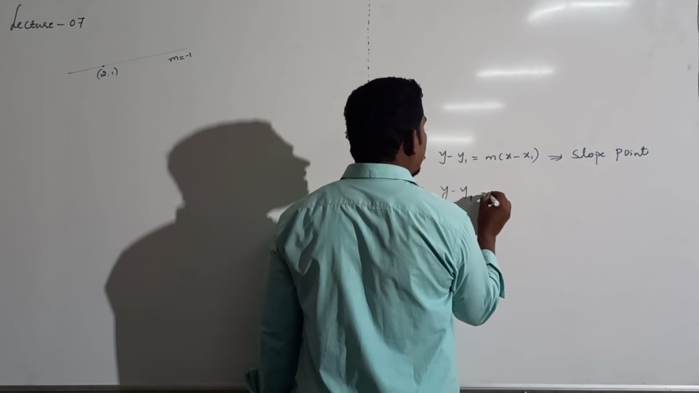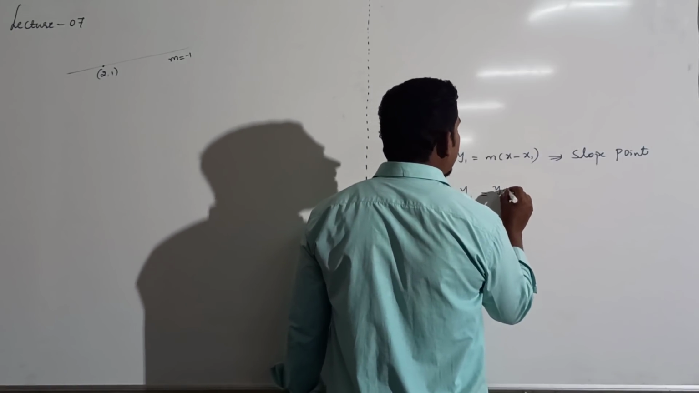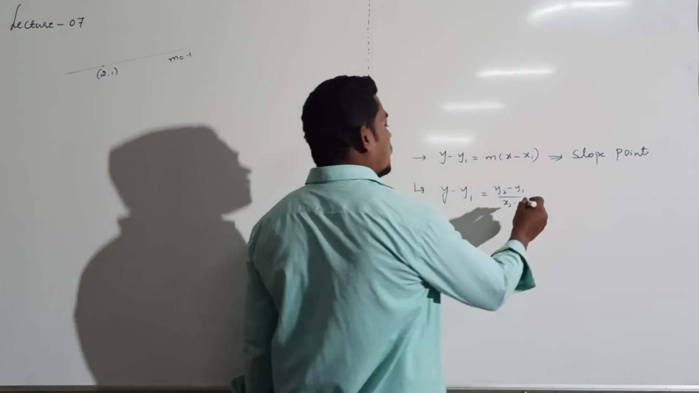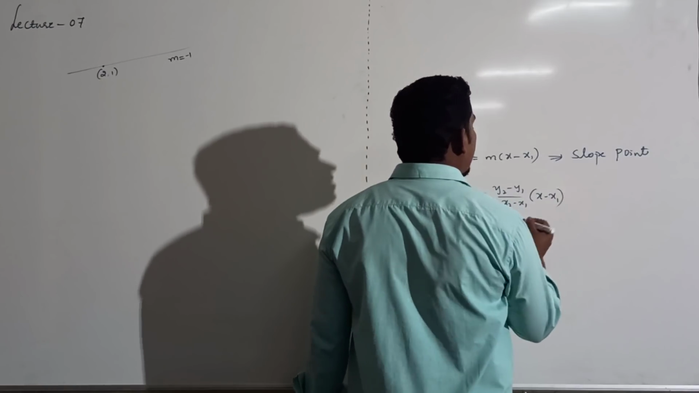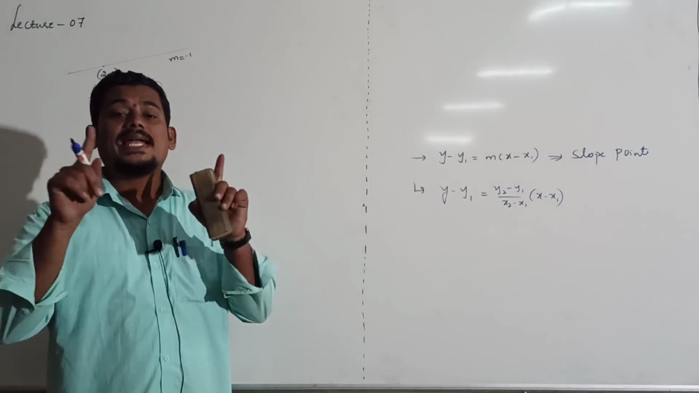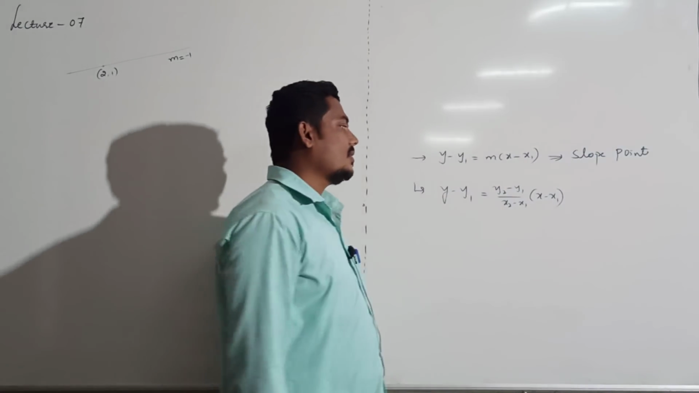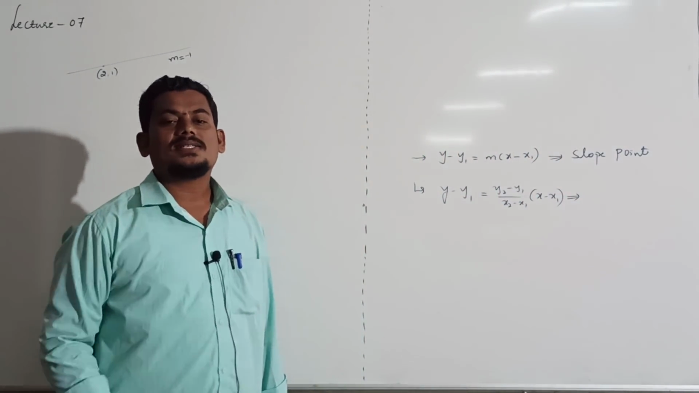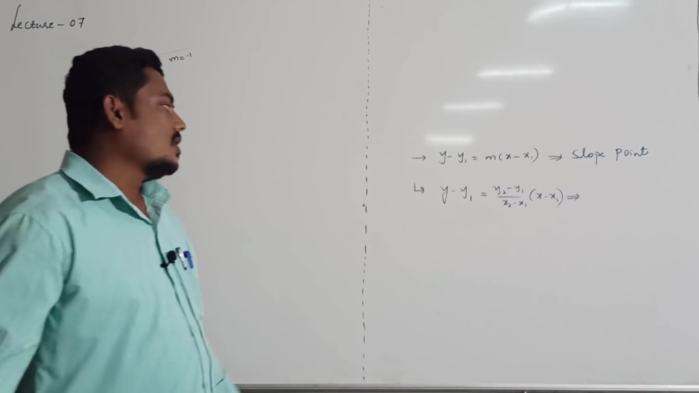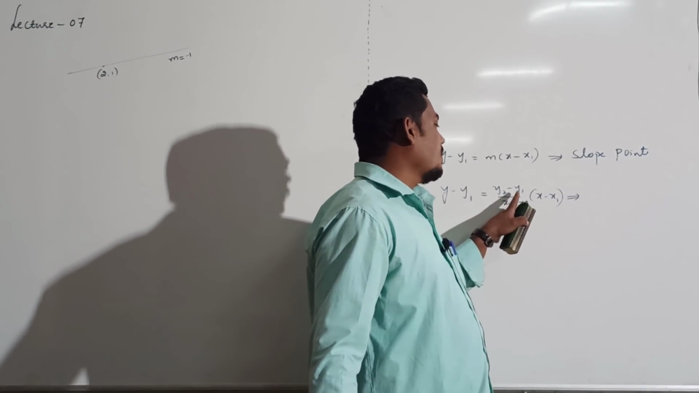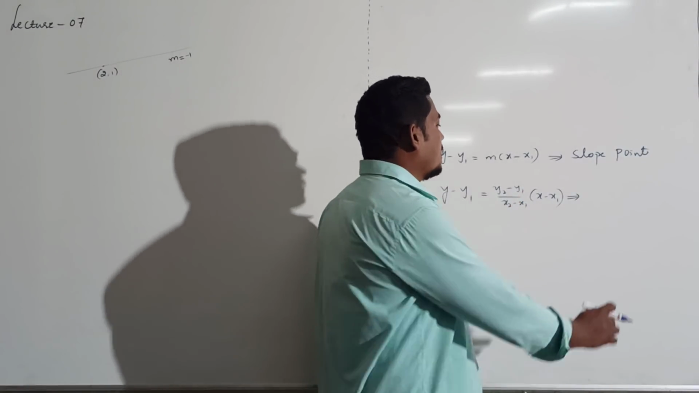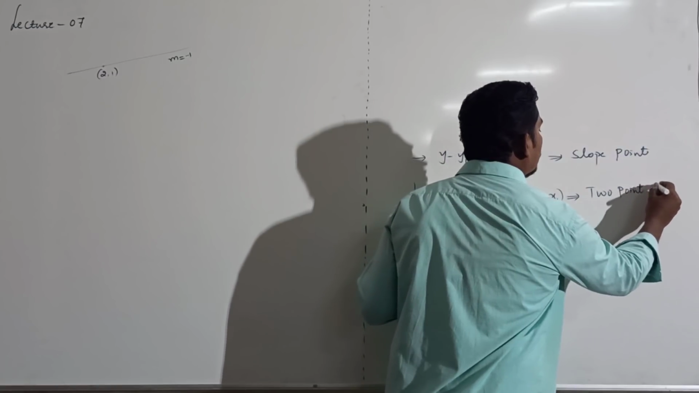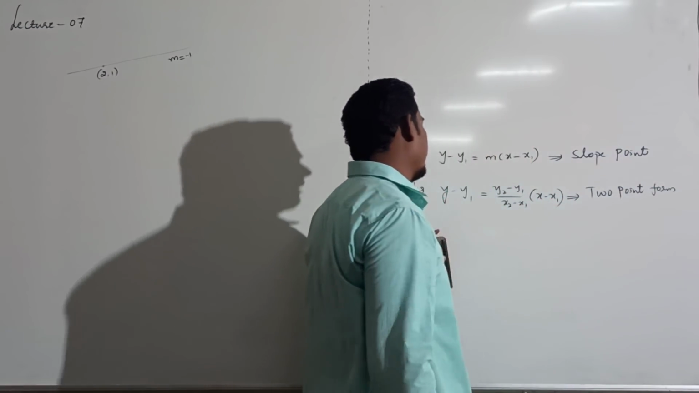Y minus y1 is equal to y2 minus y1 divided by x2 minus x1 into x minus x1. When this formula is applicable, when 2 points on the given line are given, right? Whenever 2 points are given, then formula is y minus y1 is equal to y2 minus y1 divided by x2 minus x1. 2 point form, right?